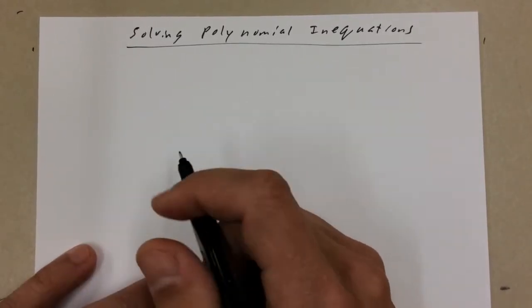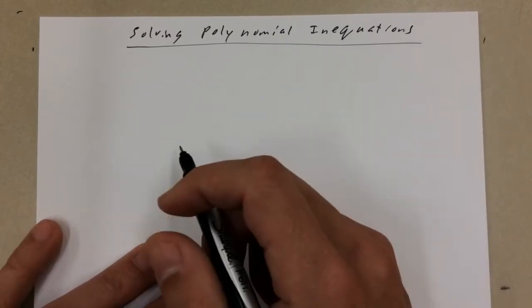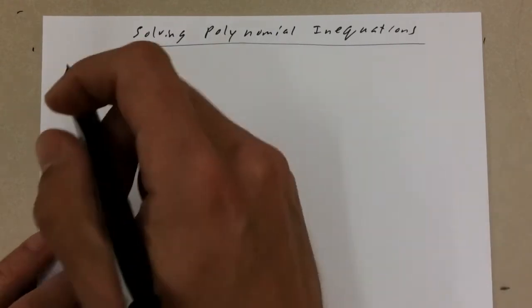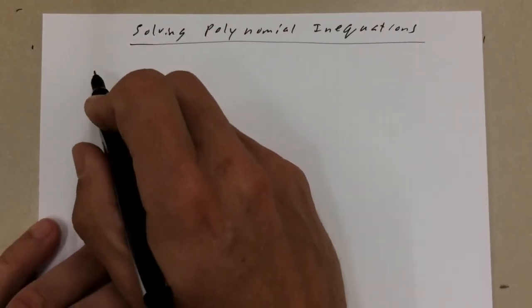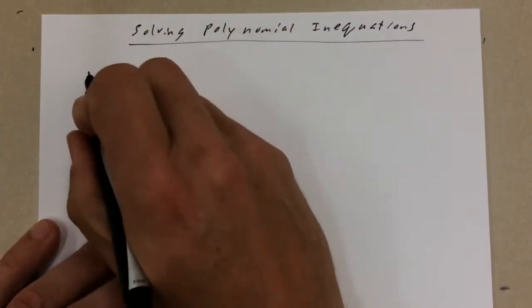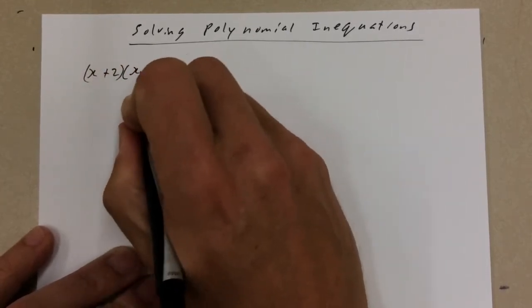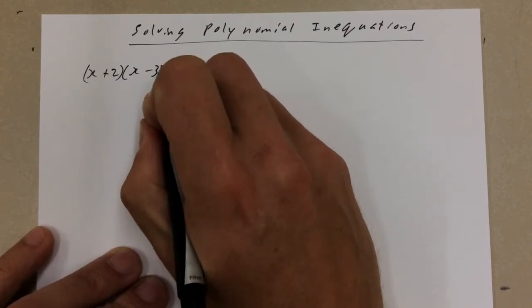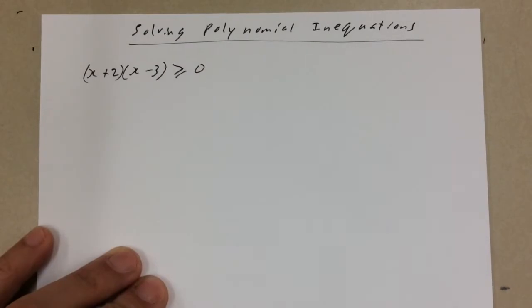Okay, now we're going to look at solving polynomial inequations. So we've looked at equations, now we're going to look at inequations. Well, we've looked at linear equations, fairly straightforward. What about quadratic inequations? So something like (x + 2)(x - 3) is greater than or equal to 0.